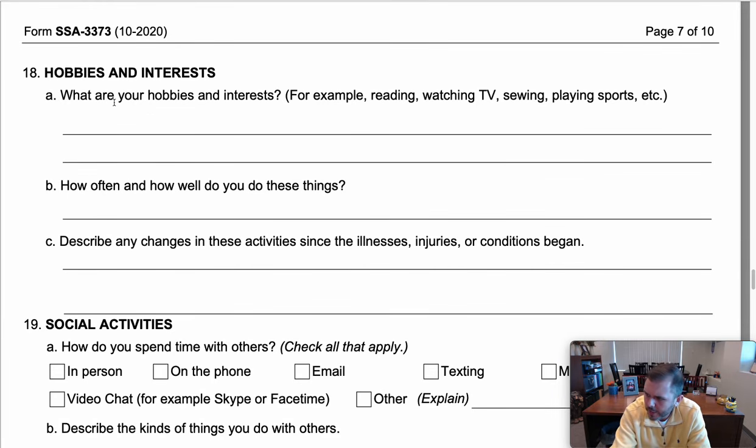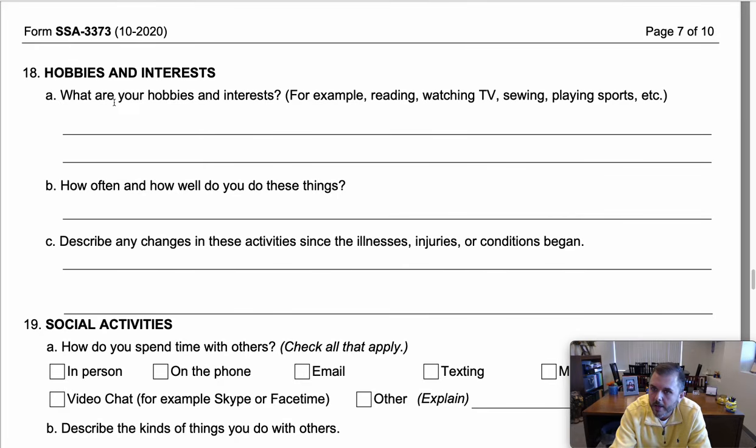Now, where this gets people in trouble is things like, a lot of women like to crochet and knit, okay? So what does that involve? That involves using your hands in fine fingering and manipulation. Now, if you have problems with your hands, but you still crochet and knit, Social Security will pounce on that and say that your problems with your hands are not severe enough to keep you from working.